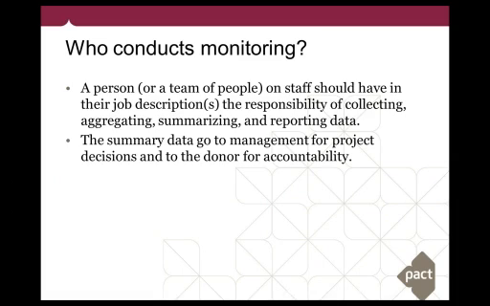So you should have a specific idea of who is doing the monitoring before you set your system in place. So there's going to be either a person or a team of people on staff who have in their job descriptions the responsibility of collecting, aggregating, and summarizing the data. The summary data then go to the management for project decisions and to the donor for accountability.